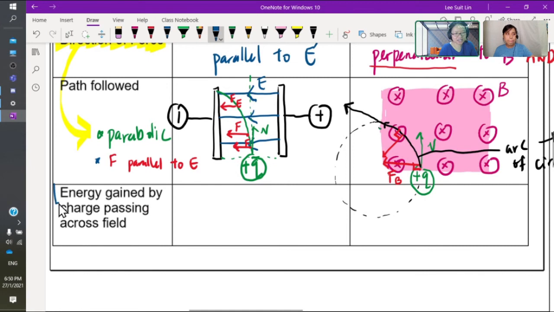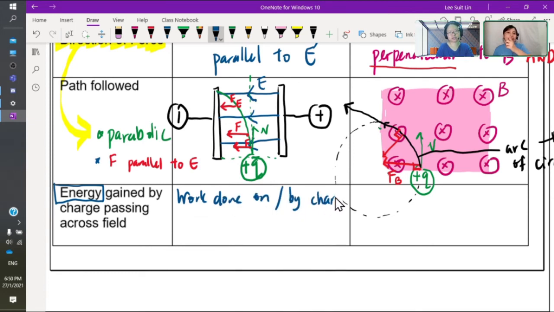Energy, work done now. If there is force, we must talk about work done, right? So energy gained by a charge passing across a field can be work done on or by the charge. In past year questions, they like to use the phrase work got out of the charge. Work done, I don't understand. That's just the way they say it. Can work come in or not? I don't know, it's a very weird way to say it.